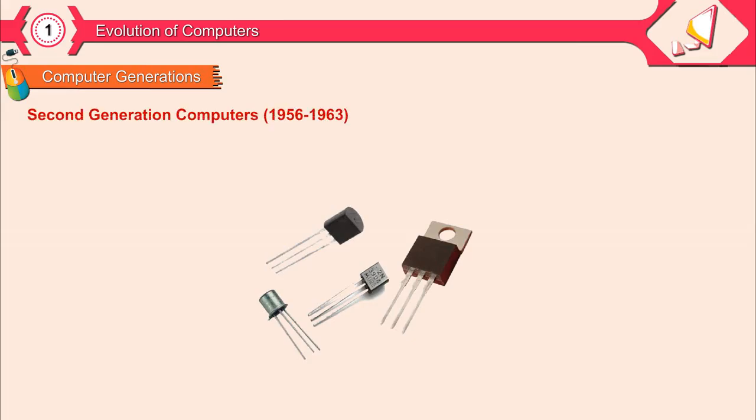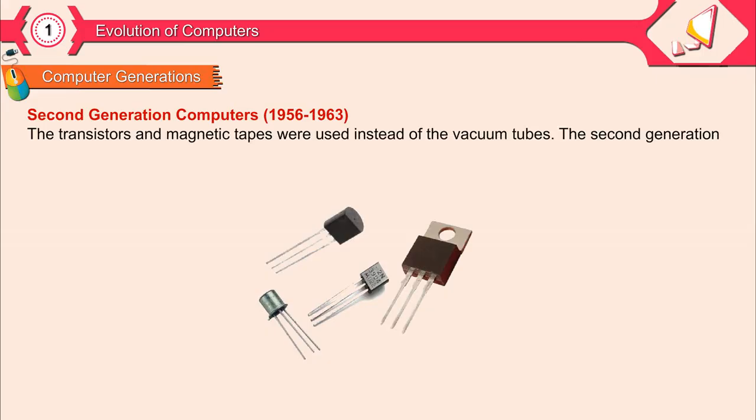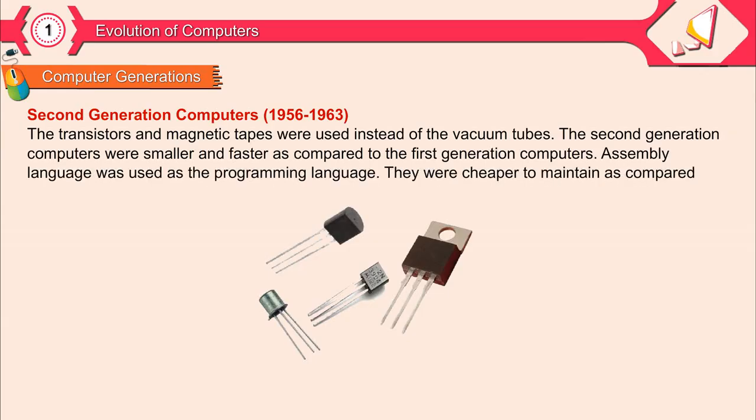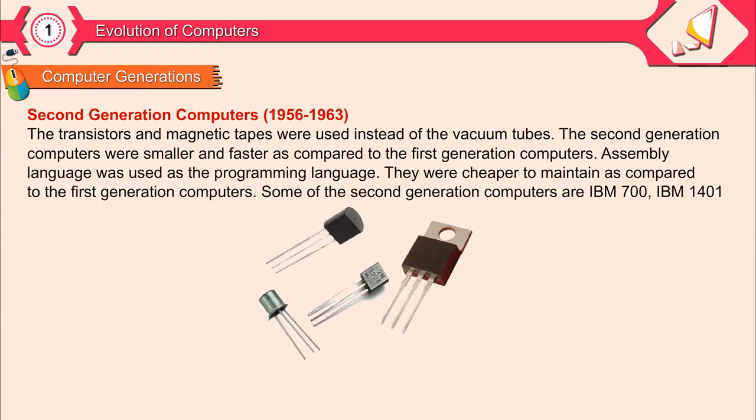Second generation computers, 1956 to 1963. Transistors and magnetic tapes were used instead of vacuum tubes. The second generation computers were smaller and faster as compared to the first generation computers. Assembly language was used as the programming language. They were cheaper to maintain as compared to the first generation computers.